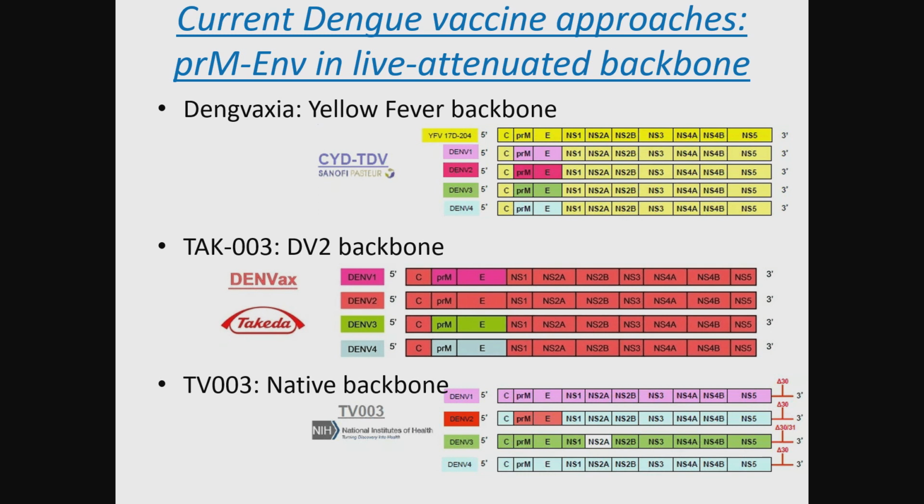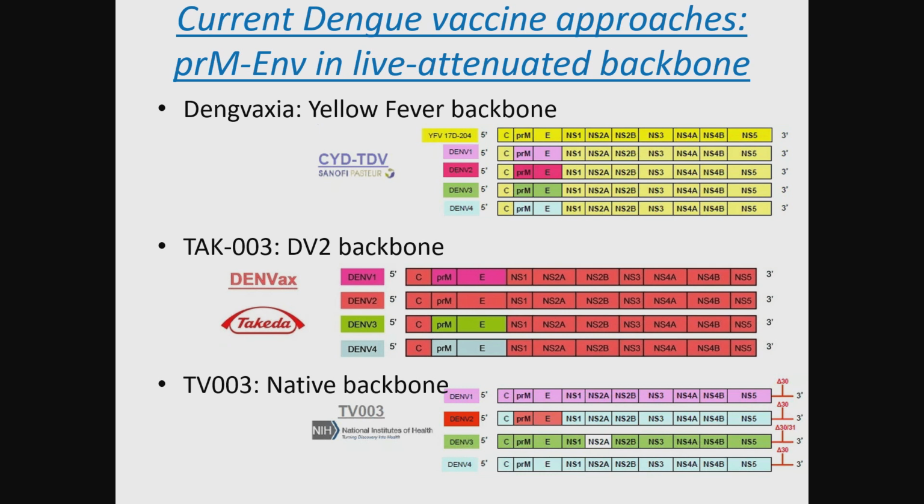So all these vaccines have the same concept. They're encoding the prM and the envelope protein of the different serotypes of these viruses in a live-attenuated backbone. So Dengvaxia uses the yellow fever backbone, and you can see up here on the top, dengue 1, 2, 3, and 4 all have the prM and E viral proteins in this yellow fever backbone. And this is a tetravalent vaccine, so it includes all 4 of these constructs, or these viruses, in the vaccine.